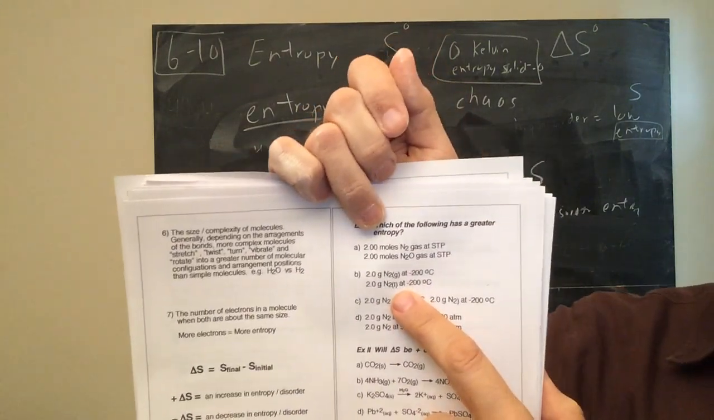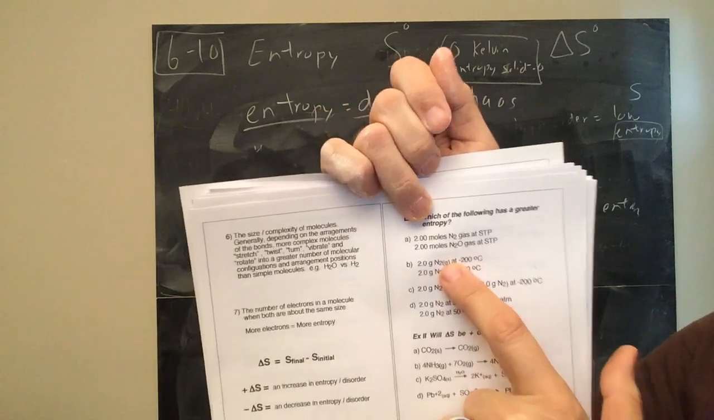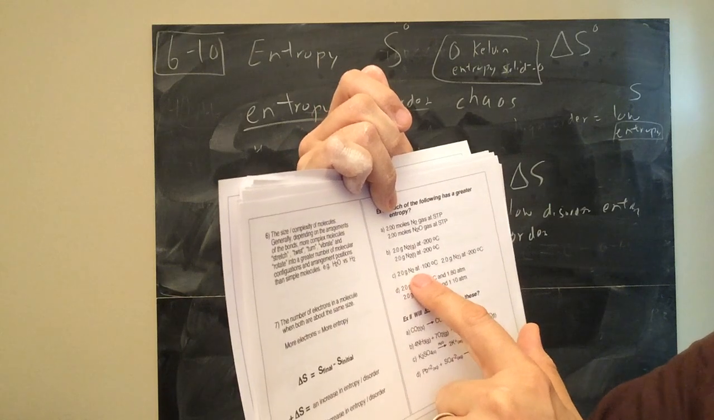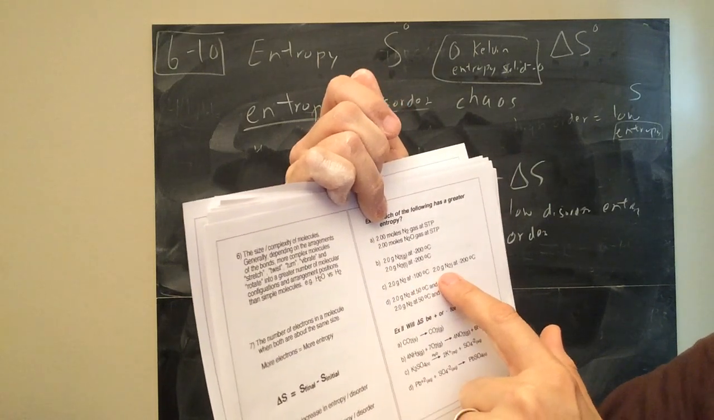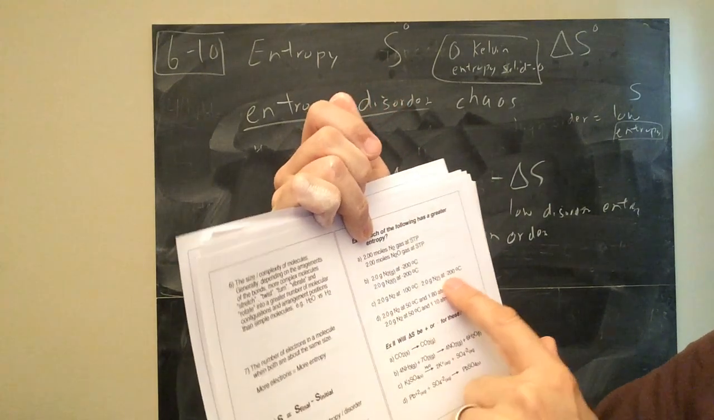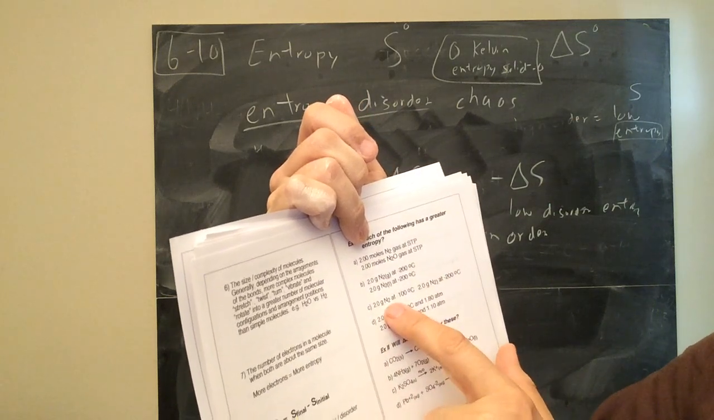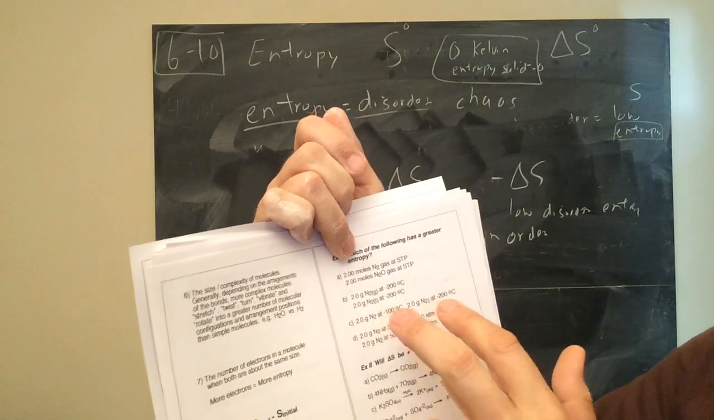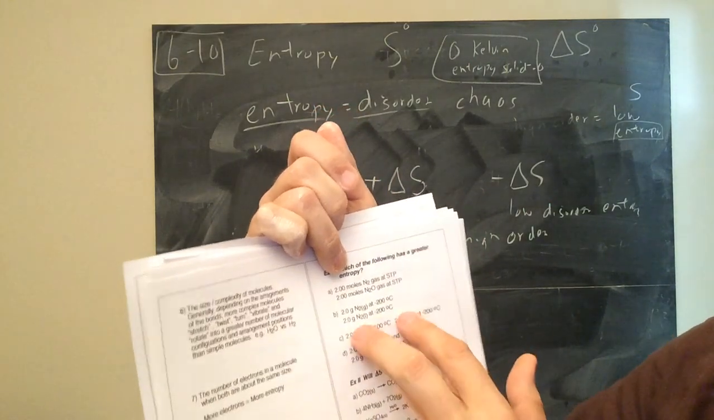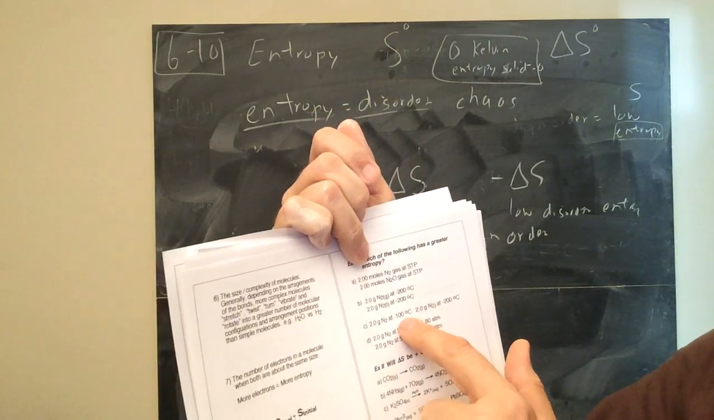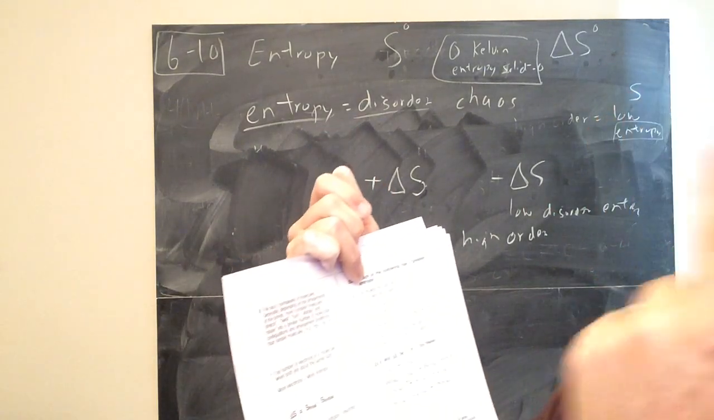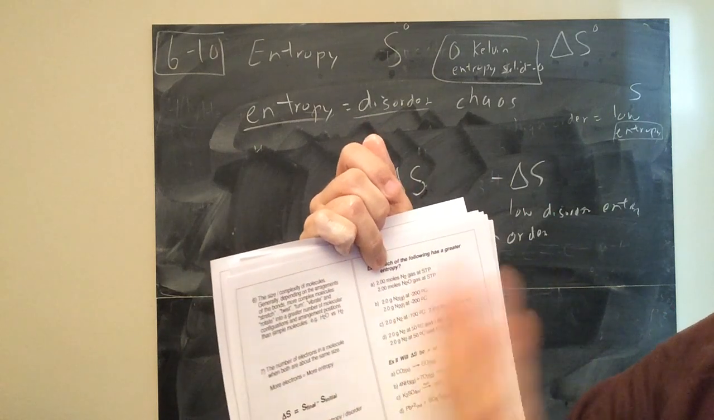So what has greater entropy? The gas does. That's an easy thing to remember. C, 2 grams of nitrogen at negative 100, 2 grams of nitrogen at negative 200. I get they're both going to be gases, it didn't really say, but they're both the same. They would both be gases or both be solid or both be liquid as long as they match. But at negative 100, negative 200, well, the one with the higher temperature has more entropy. So negative 100 will be the higher entropy, as we said.